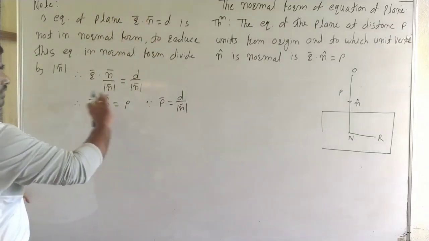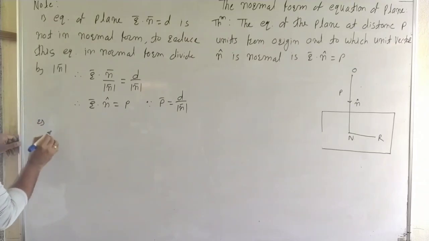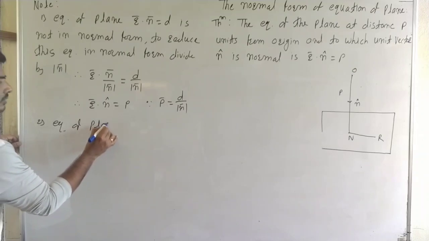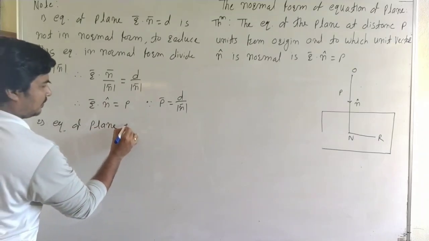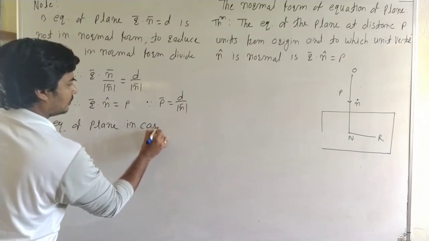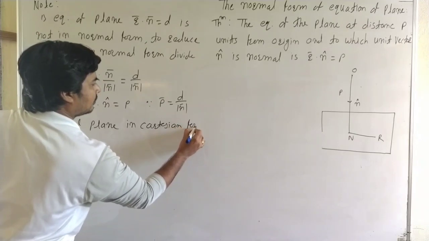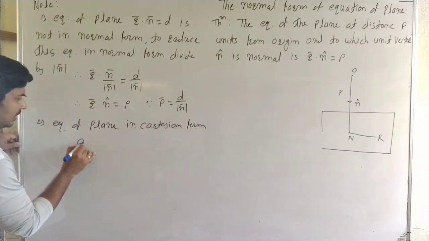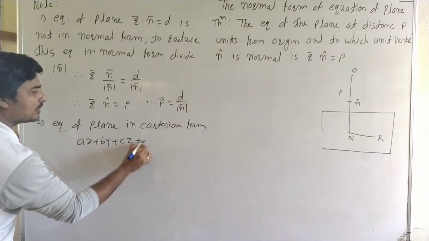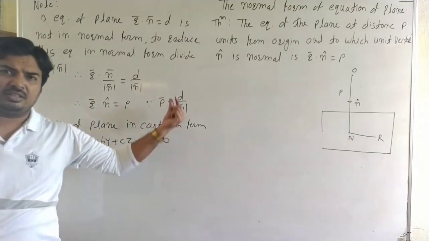Now this is a vector equation. Now we find the equation of a plane in Cartesian form. Here ax plus by plus cz plus d is equal to 0. That means this d, that is a distance, it is a mod of d.